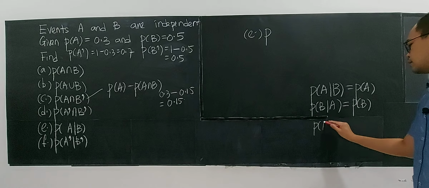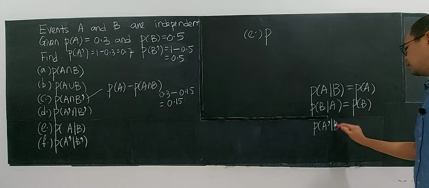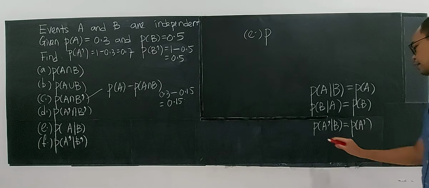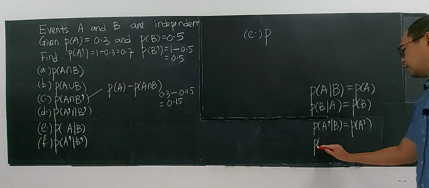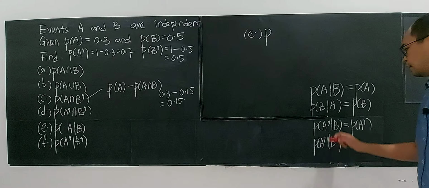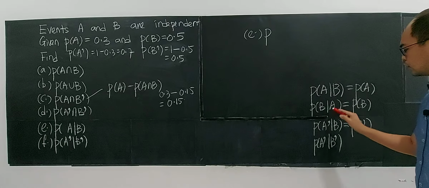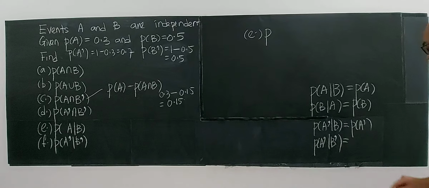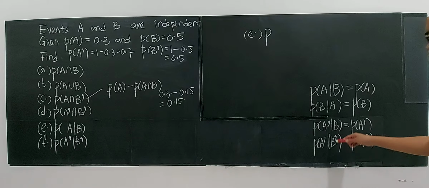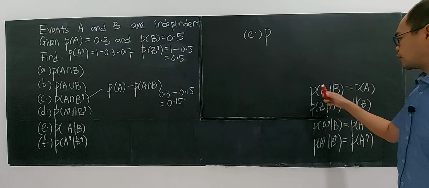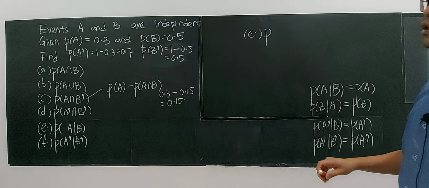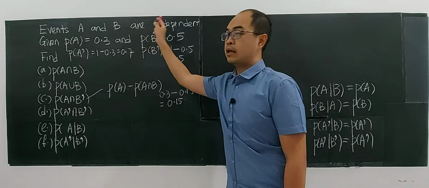It also happens to be the same for A prime given B: it will be the same as the probability of A prime. Alright? It will be the same. So it means that the probability of A prime given B prime, if these two are independent, all of this will be independent also. So it will be the same as the probability of A prime. And many more, right? As long as it involves A and B, either they are complements or not, they are always independent of each other when A and B are independent.